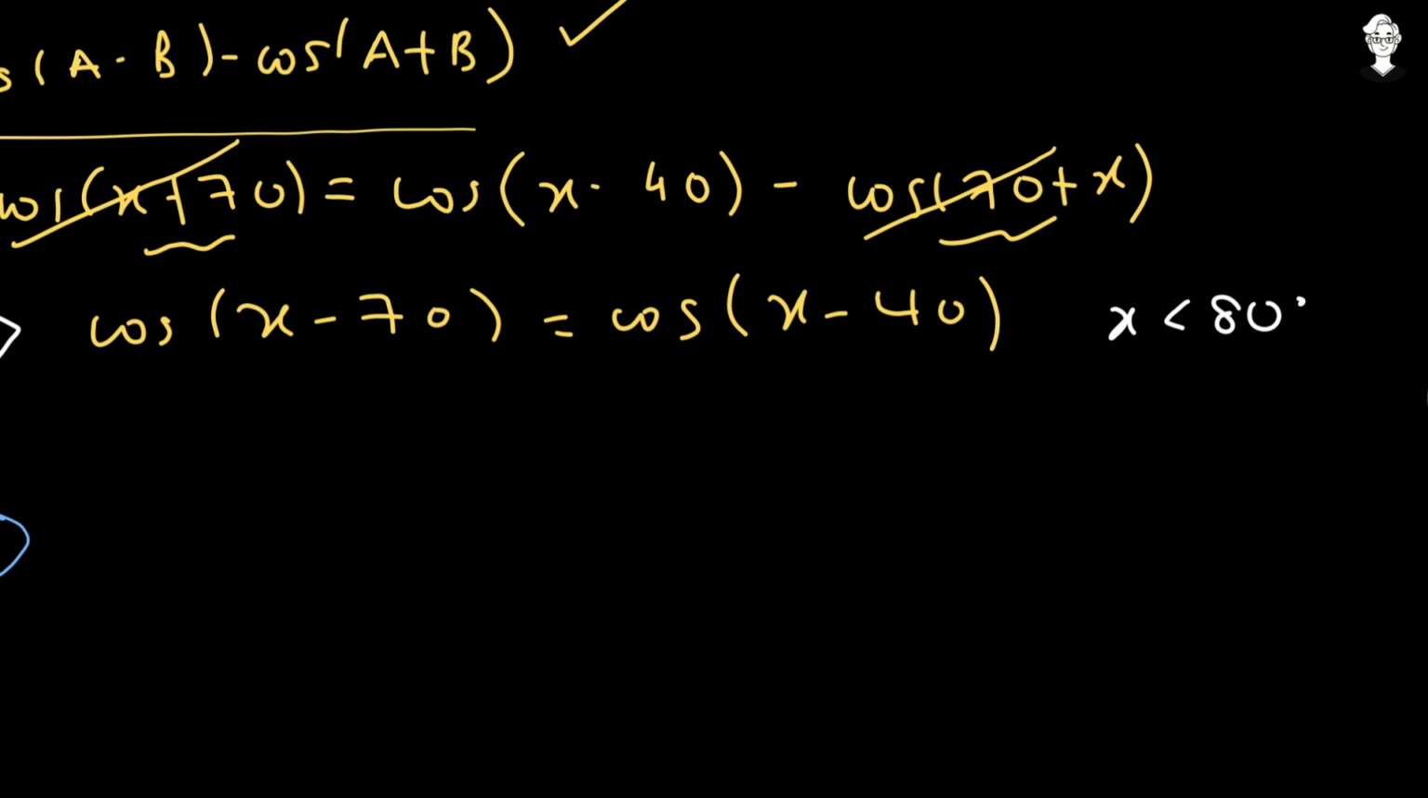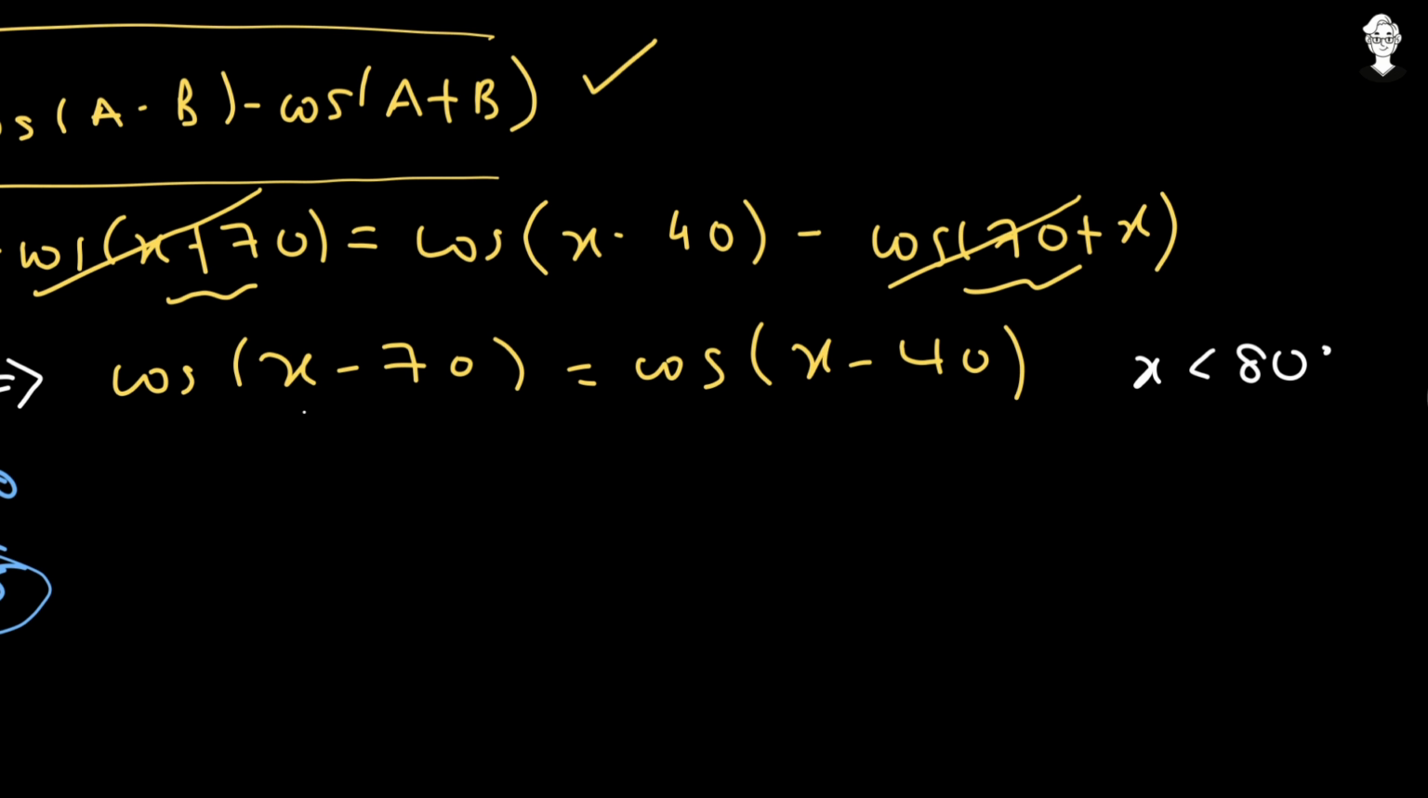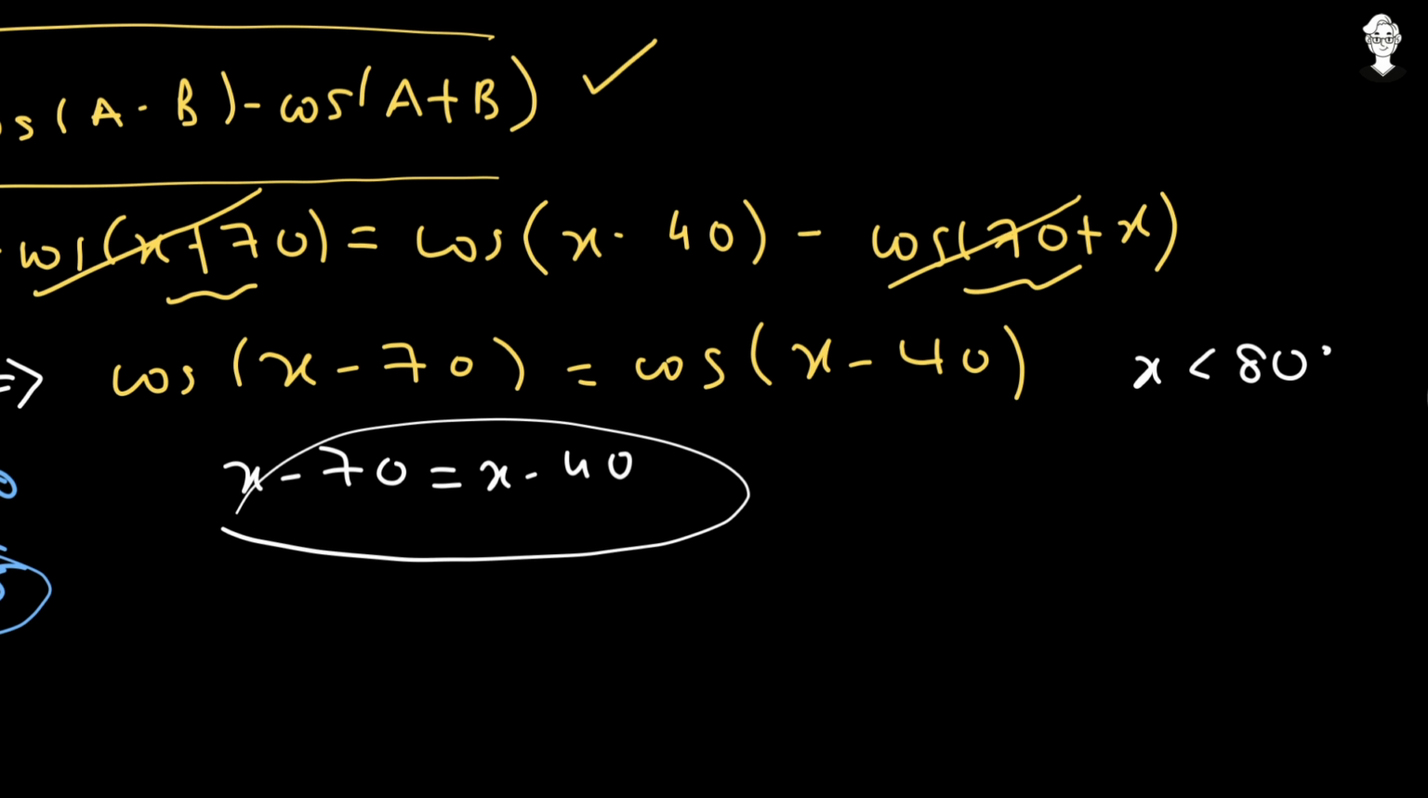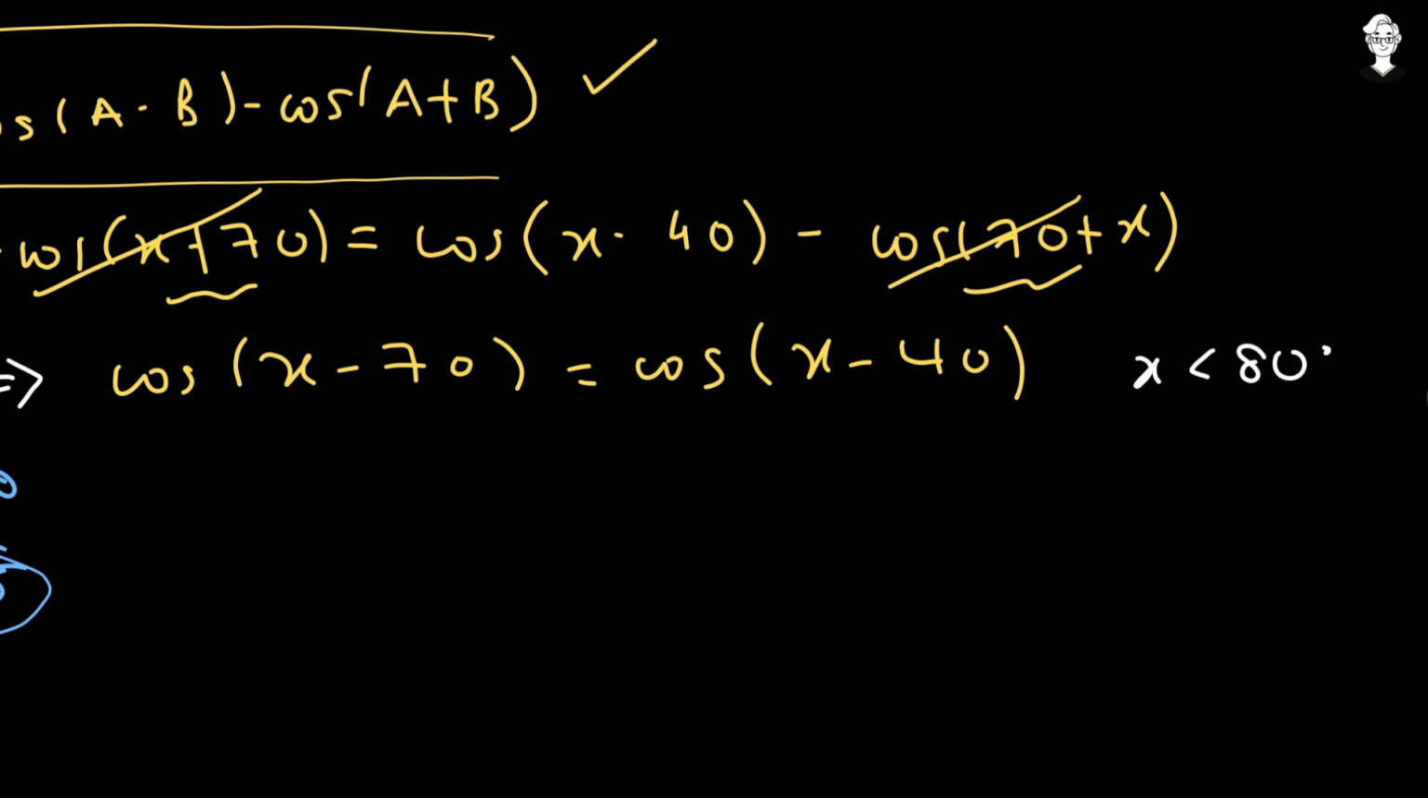Now why am I telling this? Because if you have to compare the angles of a trigonometric ratio on both sides, the angles must be in the same quadrant. Here, if x is smaller than 80 degree, x minus 70 would lie in the first quadrant and x minus 40 would also lie in the first quadrant for x smaller than 80 degree. So if you directly compare x minus 70 equals x minus 40, it makes no sense. This means that one of the things is going to be negative.